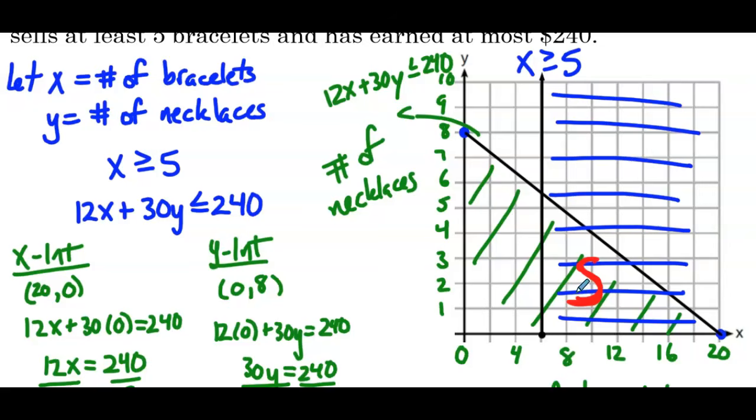But that point wouldn't make sense in the context of this problem because we're not going to sell half a bracelet or half a necklace. Okay, so we're using our math tools, which is graphing our system of inequalities, so that we can come up with reasonable answers to the word problem if they asked. In this case, they did not ask us to come up with a combination, but they often do.